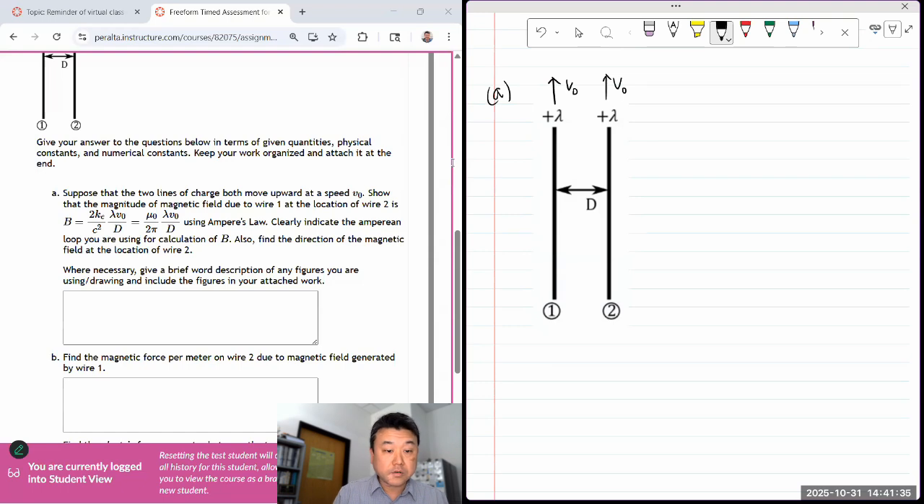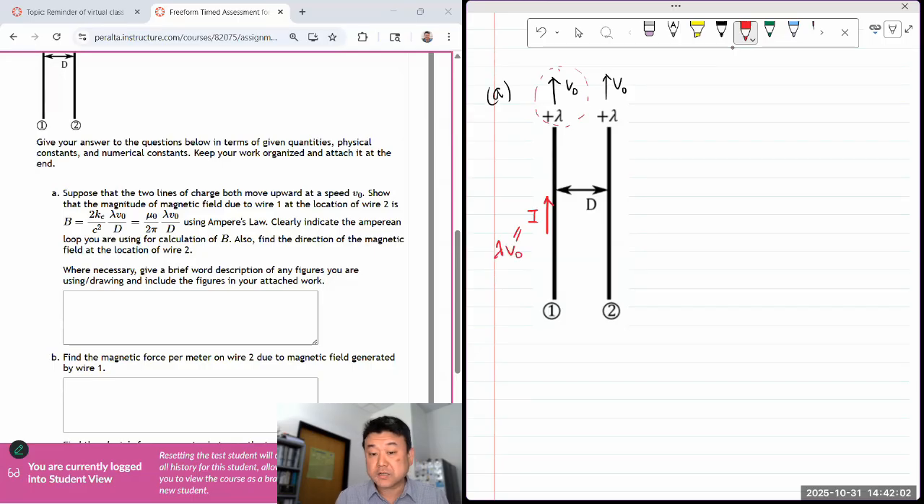Show that the magnitude of the magnetic field due to wire 1 at the location of wire 2 is that, using Ampere's law. So I don't know how much justification I need to give, but with this information combined, basically what it ought to be is this: wire 1 is going to look like a current of magnitude lambda v0. I think lambda v0 is right.